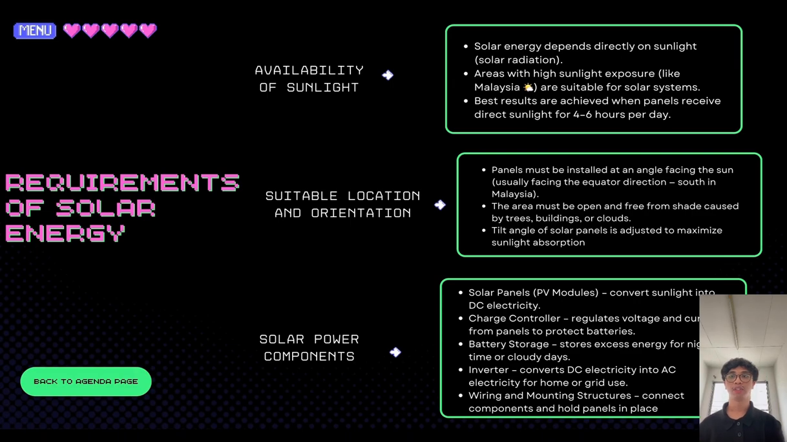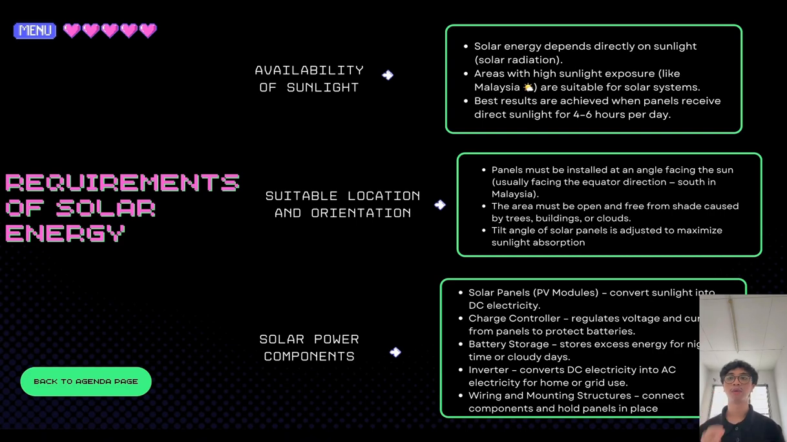The second one is suitable location and orientation. Panels must be installed at an angle facing the sun, usually facing the equator direction, south in Malaysia. The area must be open and free from shade caused by trees, buildings, or clouds. Tilt angle of solar panels is adjusted to maximize sunlight absorption.